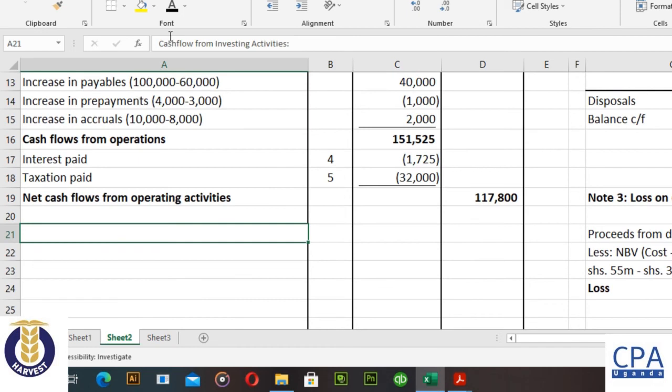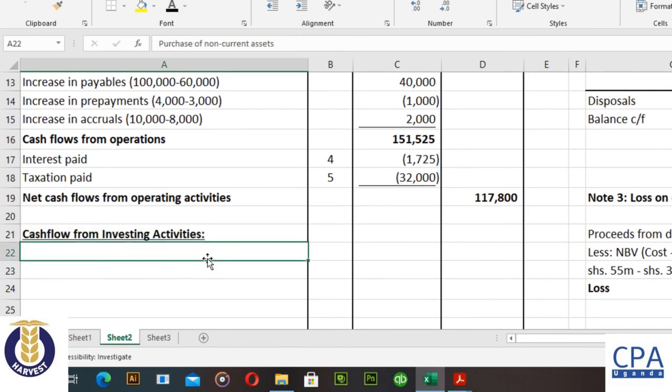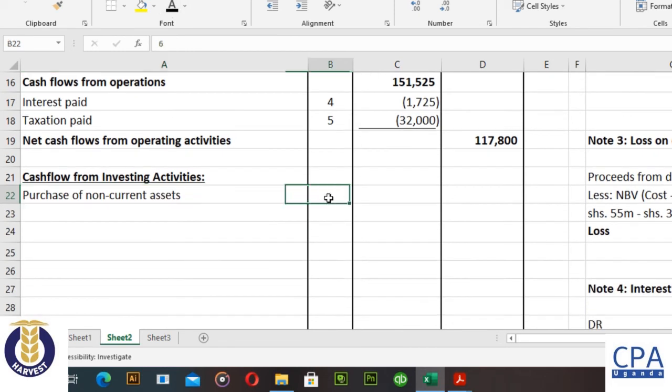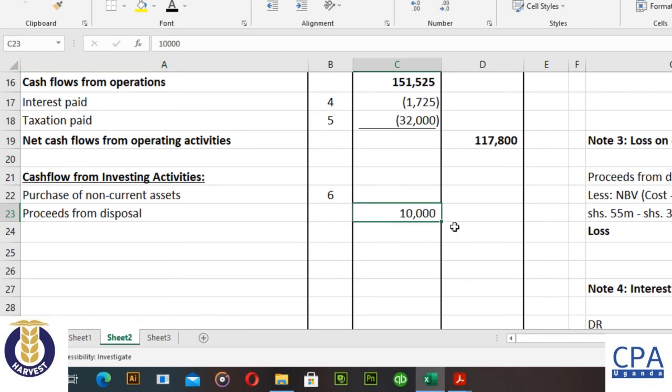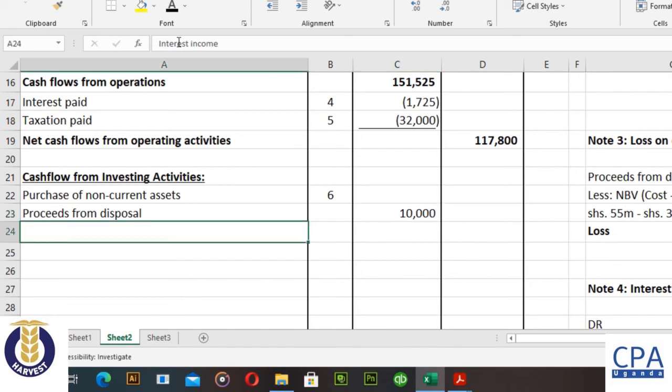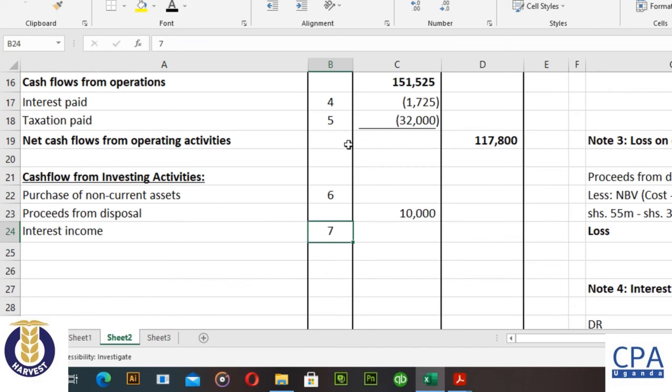Next, I'll move to the investing activities, and again I'll follow the format. We have seen from the format that the investing activities include purchase of non-current assets, so I'll need a note for that. Then I have proceeds from disposal. This one is quite easy, I don't need a note because we are told that when the disposal took place, we received proceeds of 10 million. Then we have interest income from the investments, and I'm going to have a note for that.